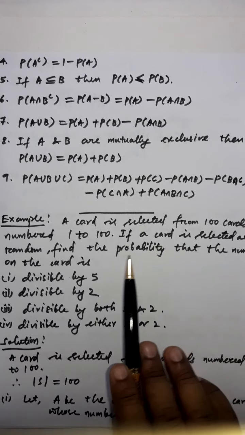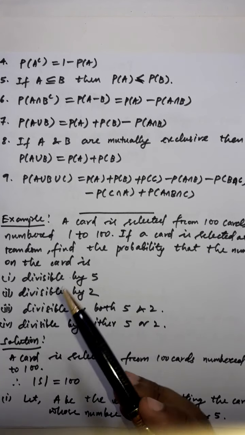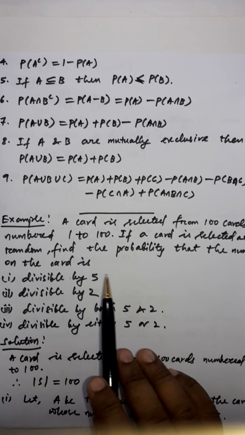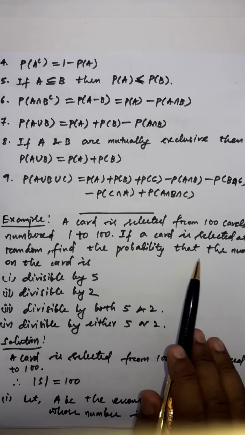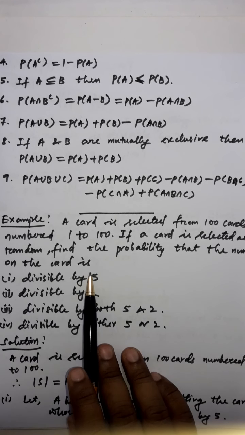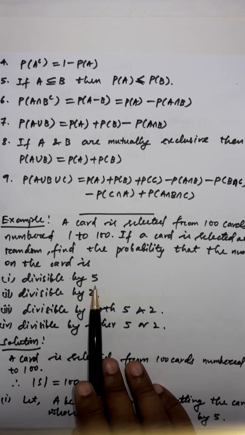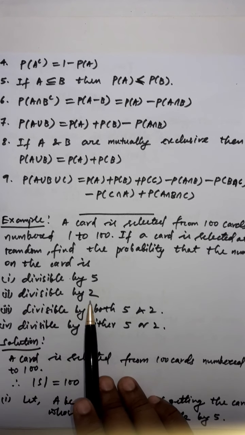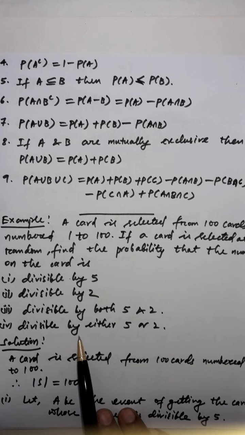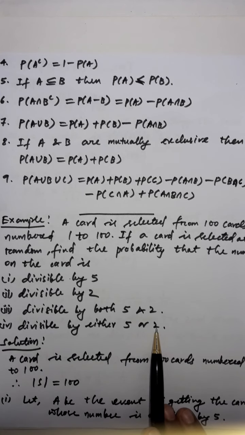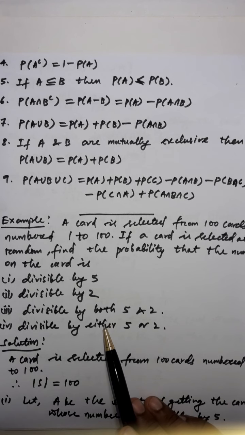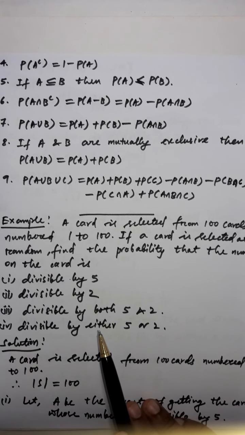If a card is selected at random, if randomly or haphazardly we are selecting a card out of those 100 cards, then find the probability that the number printed on the card is divisible by 5, divisible by 2, divisible by both 5 and 2, and divisible by either 5 or 2. We have to find out the probability of 4 different events here.